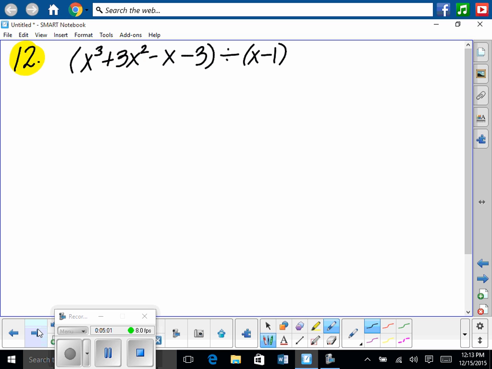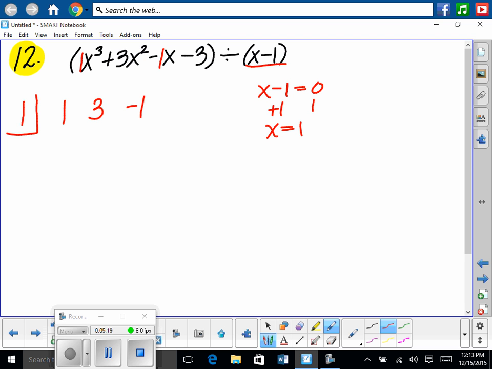We're asked to divide this using synthetic division. Remember, with synthetic division, you'll set this linear factor equal to 0 and solve. So x is equal to 1. That's what we're using in our box as the root. And then you write down your coefficients. So we have a 1, a 3, a negative 1, and a negative 3.